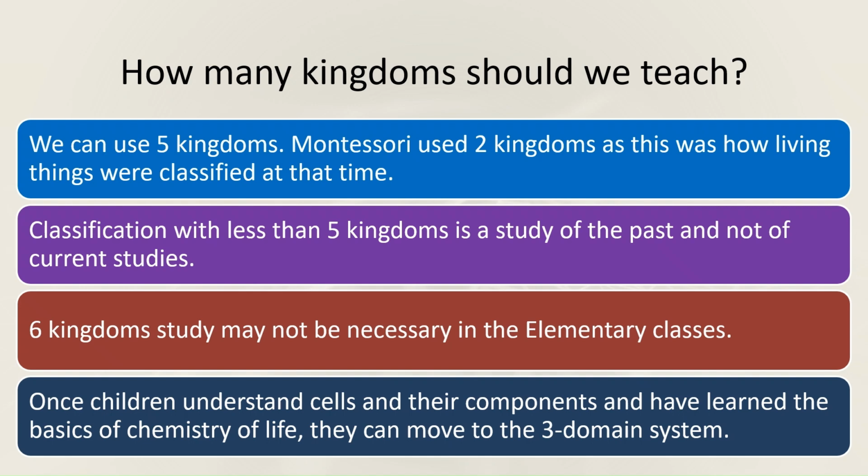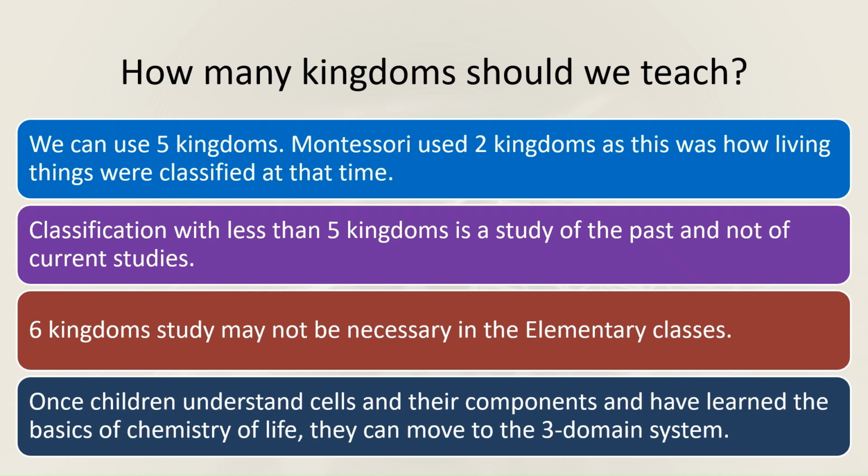Montessori used 2 kingdoms as this was how living things were classified at that time. Classification with less than 5 kingdoms is a study of the past and not of current studies. A 6 kingdoms study may not be necessary in the elementary classes.